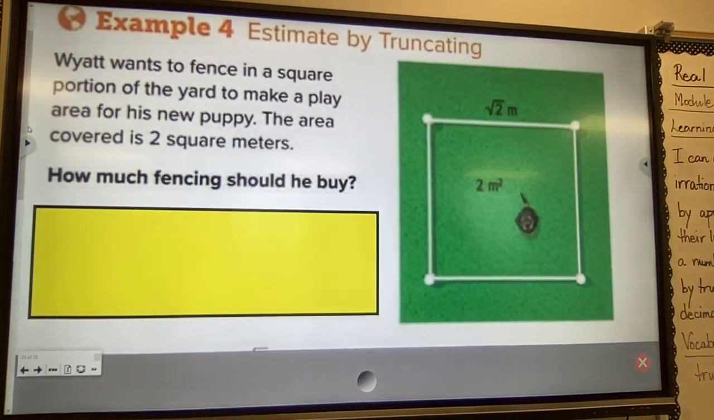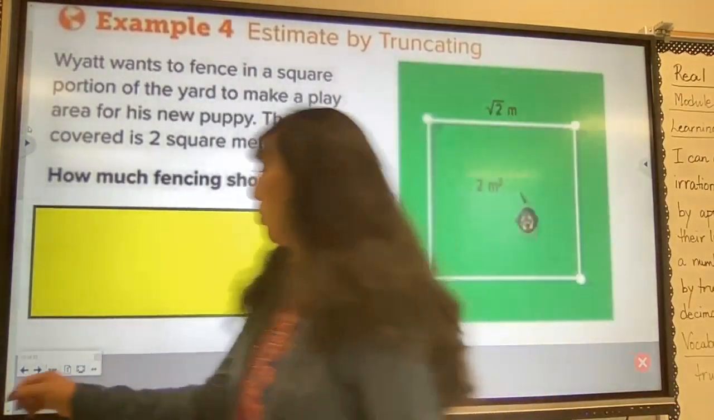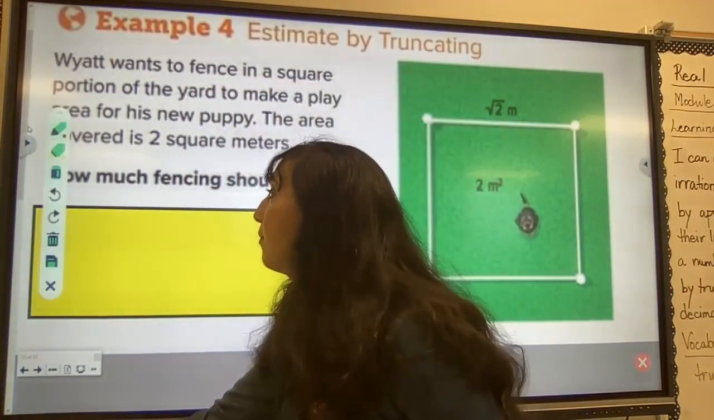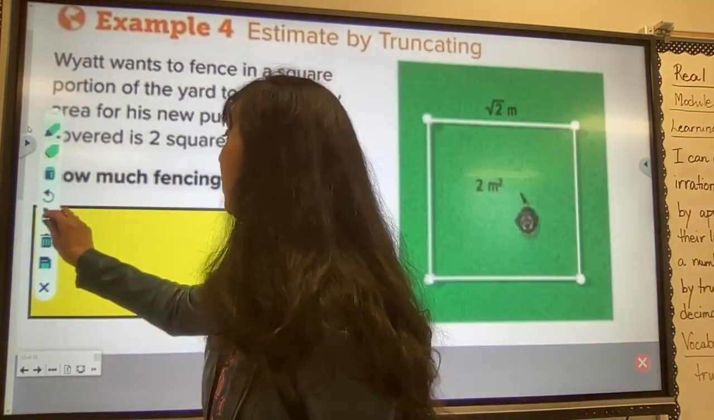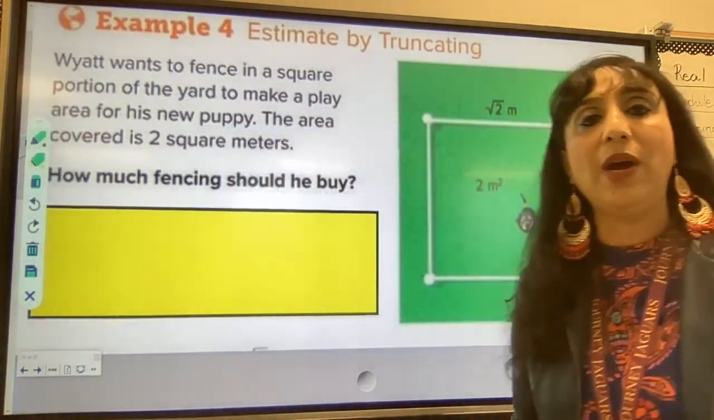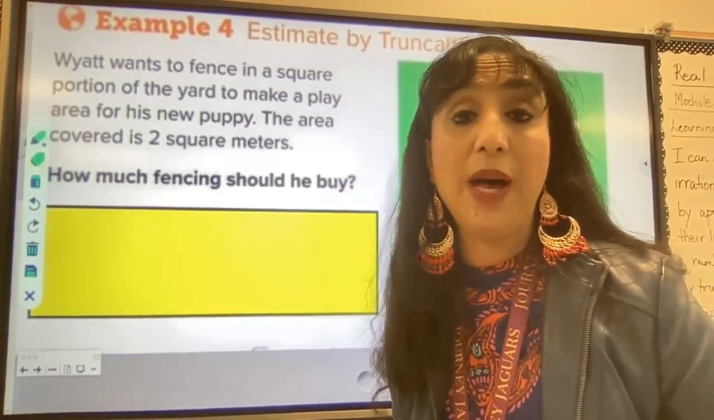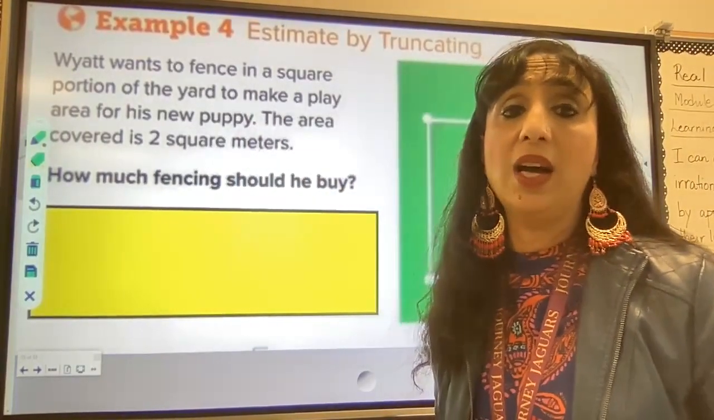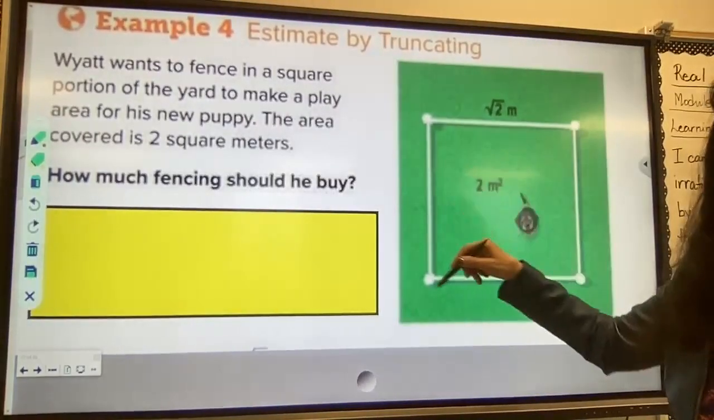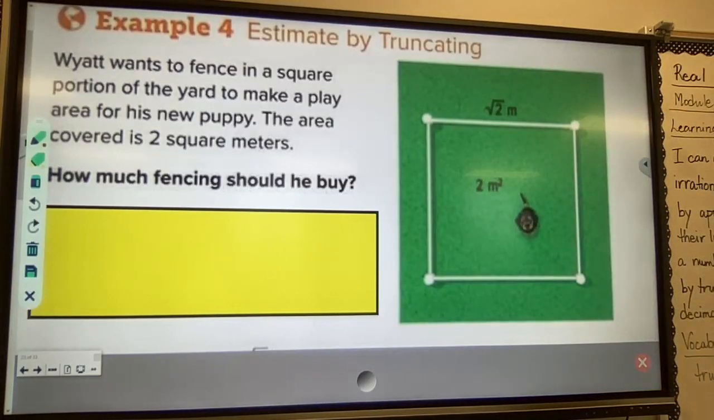Wyatt wants to fence in a square portion of the yard to make a play area for his new puppy. The area covered is 2 square meters. Okay, this is the area, 2 square meters. How much fencing should he buy?